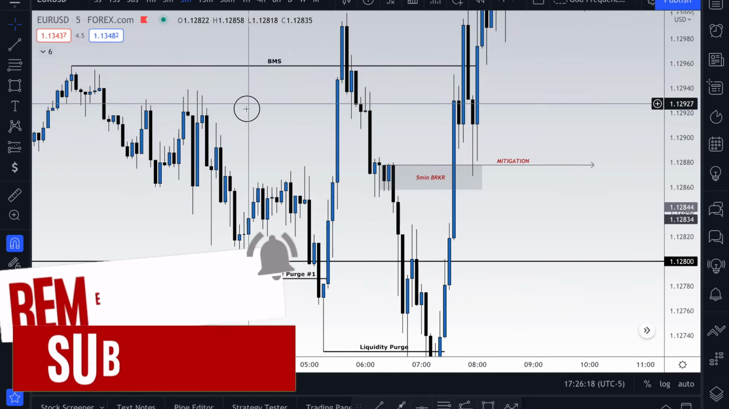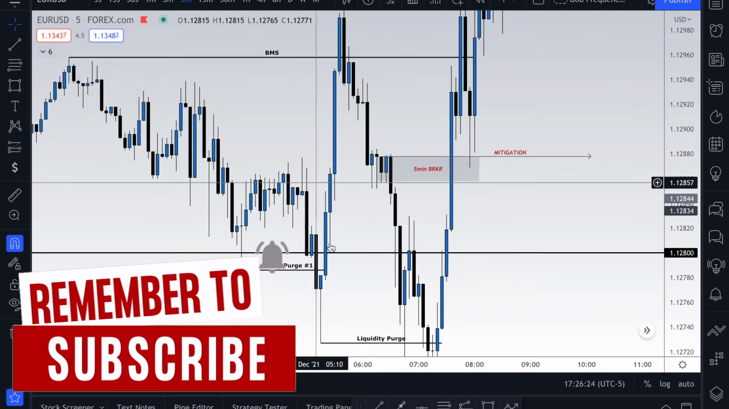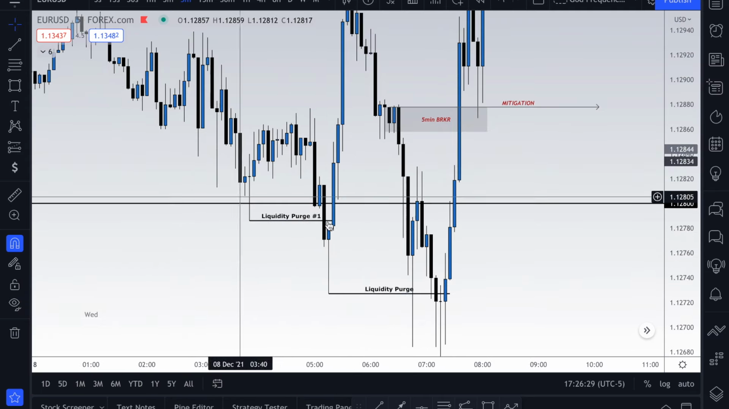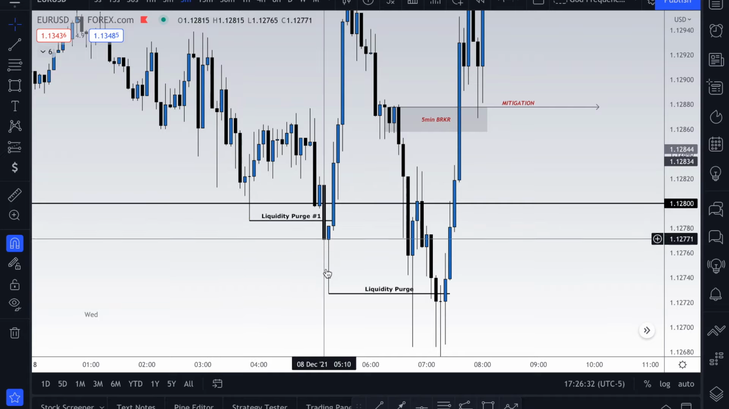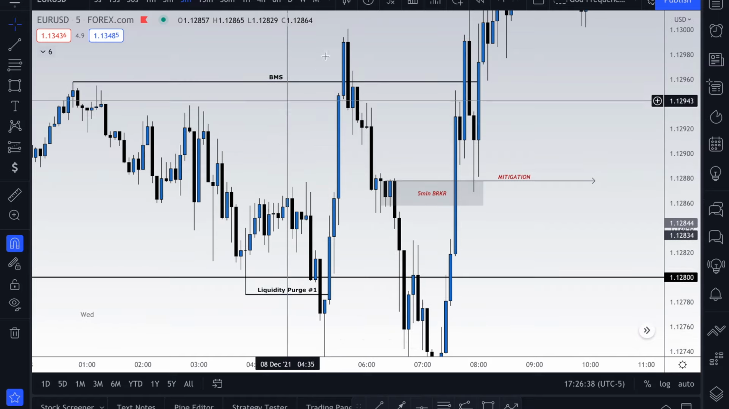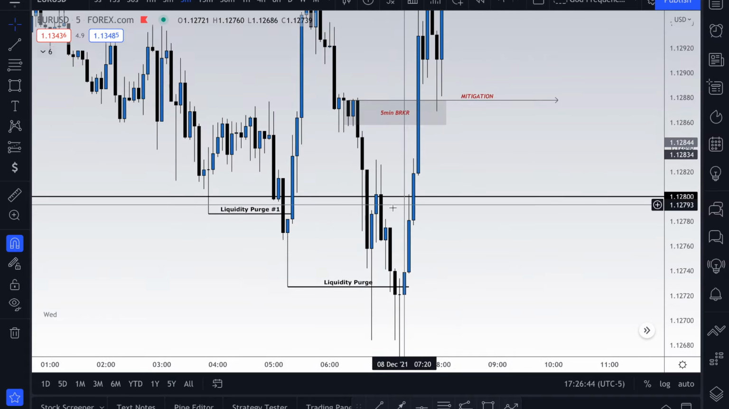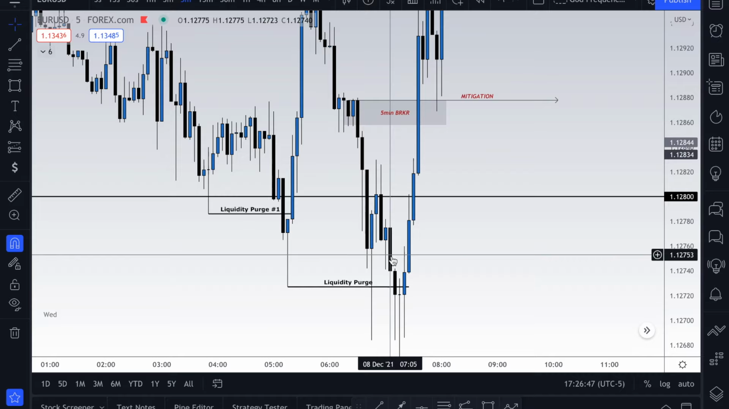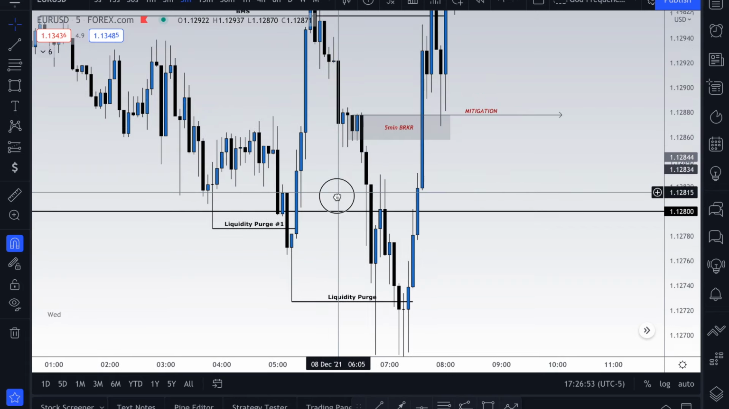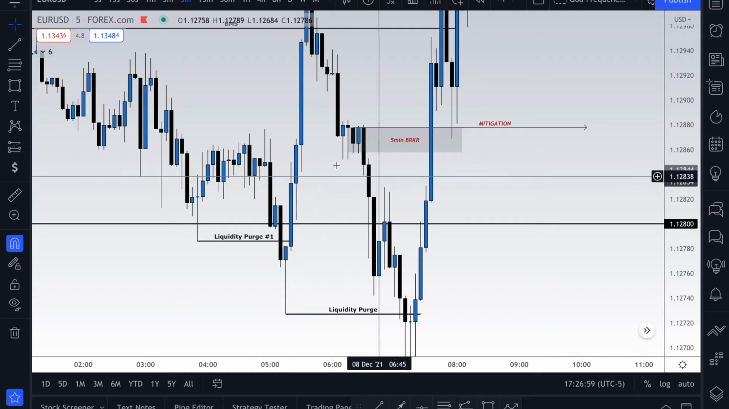As you can see here, we had a purge in liquidity. This was a very interesting one because you had two purges of liquidity. You had a purge here where it took out sell side liquidity, and price made an explosive move to the upside, broke market structure, but then immediately price retraced. It retraced much lower and did a second liquidity purge.